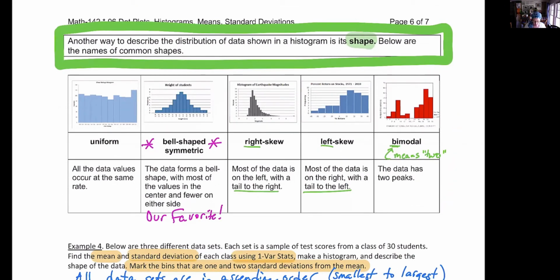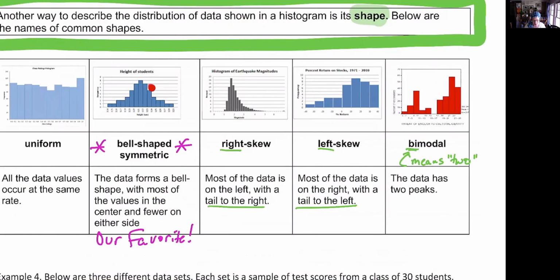And the key for this bell-shaped symmetric is something we're going to be talking about a lot starting in lesson 13. The right skew and the left skew have to do with where what we call the tail is, or where the shorter boxes are. So you see the shorter boxes are on the right, kind of trailing off on the right, and that's why it's called a right tail. The tail trails off. Here the left skew, the left side kind of trails off.